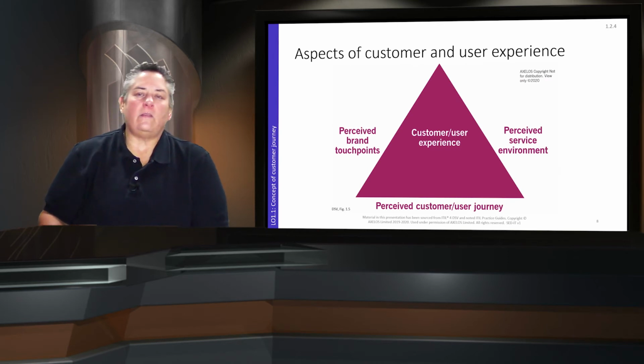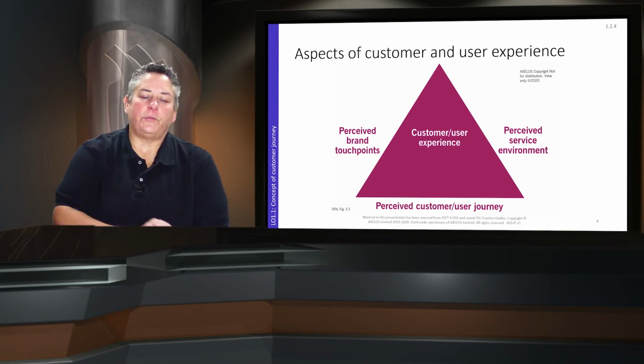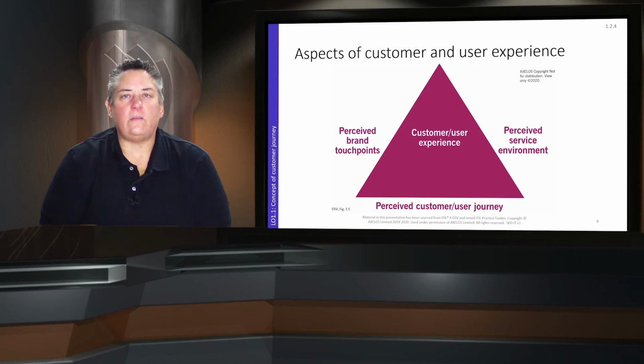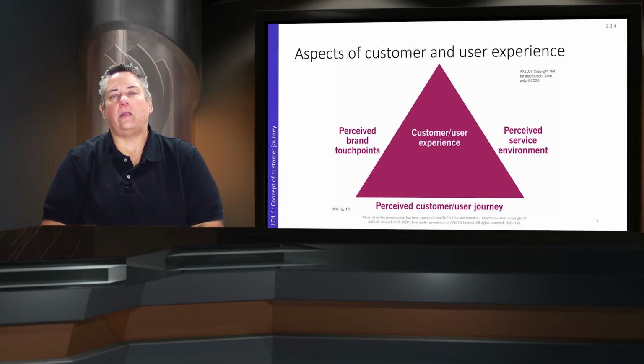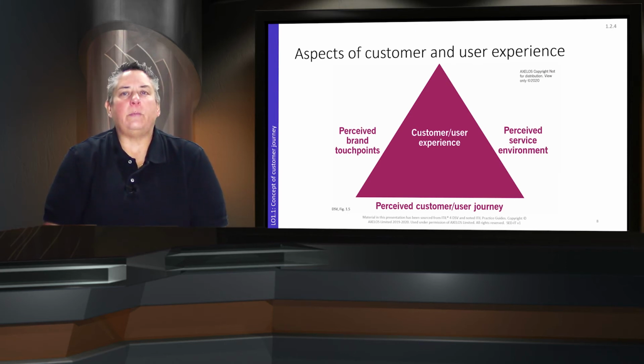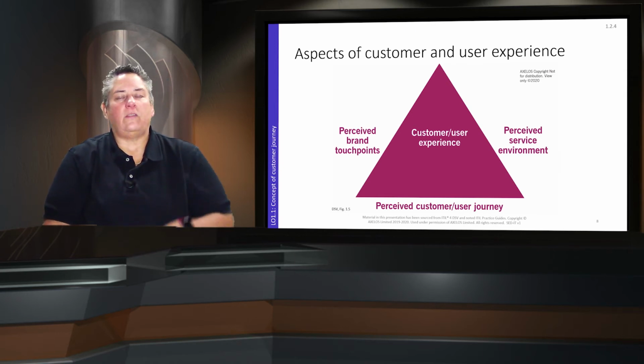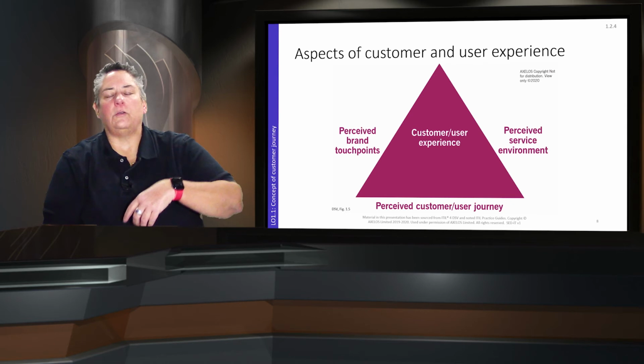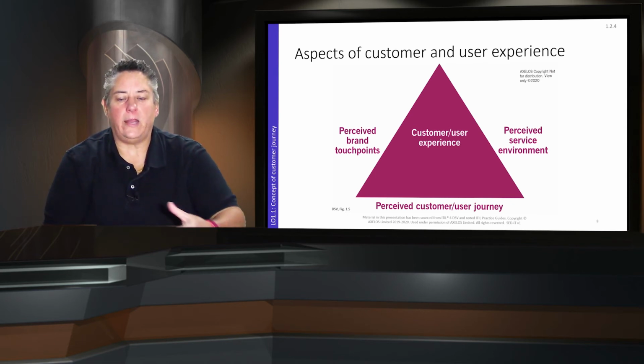I think this is a diagram that is truly important, because this is where customer and user experience is formed. It's the perception of that consumer, that stakeholder. It's the perception of that stakeholder to the service provider, their brand.